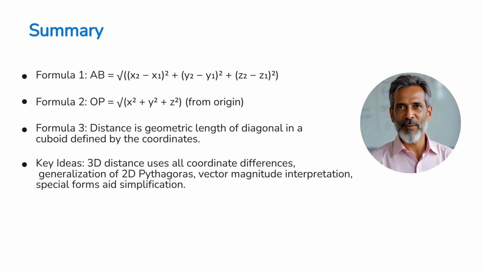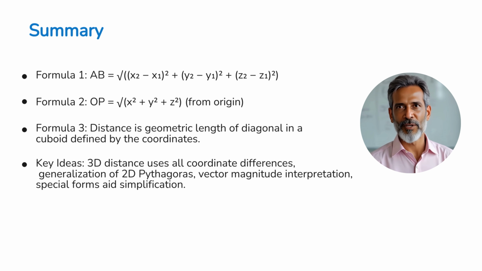Let's quickly recap what we learned today. First, the formula to find the distance between any 2 points, A and B, in three-dimensional space: the square root of the sum of the squares of their coordinate differences, specifically the square root of open bracket x2 minus x1 close bracket squared, plus open bracket y2 minus y1 close bracket squared, plus open bracket z2 minus z1 close bracket squared.